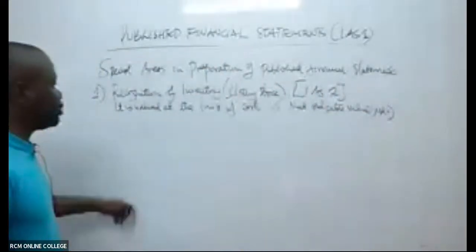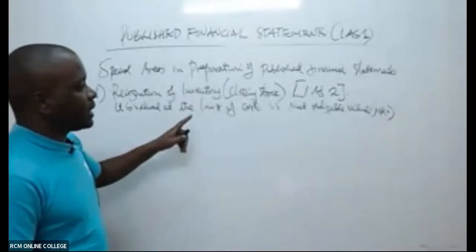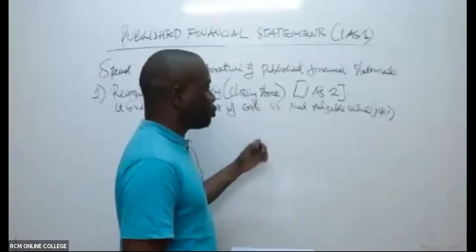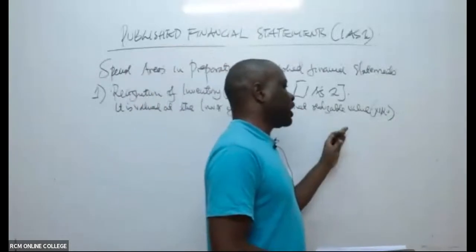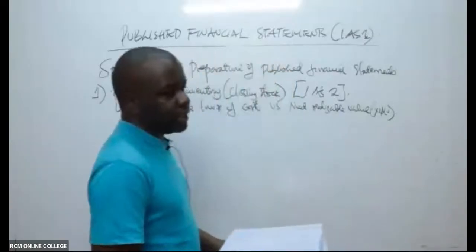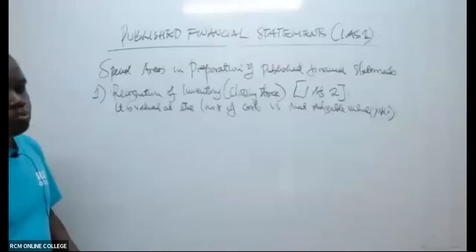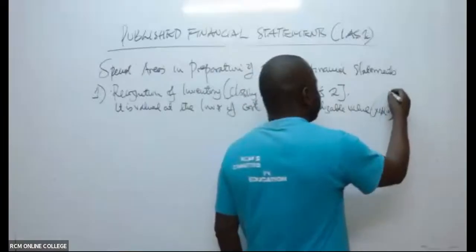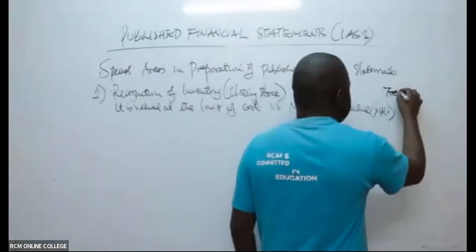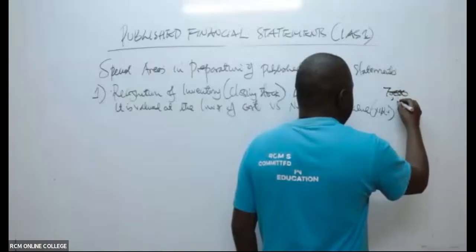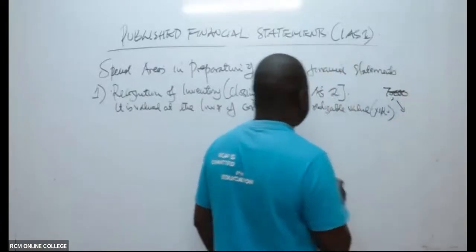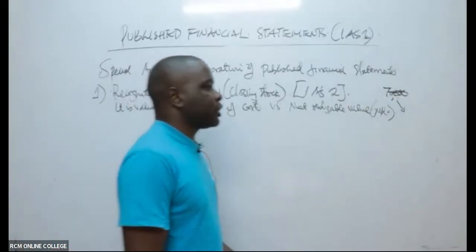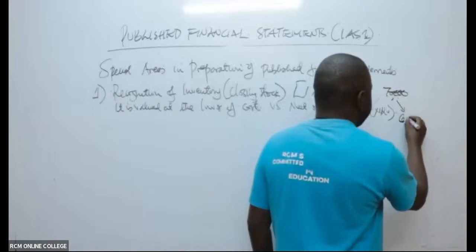Always, when you're valuing inventory, you should value it at the lower. You compare the cost of acquiring that inventory with what you can realize as a value from that inventory. You take the lower of the two. For example, if you acquired inventory at a cost of, let's say, 70,000, and inventories are the items you are selling, and you can realize out of that inventory only 65,000.